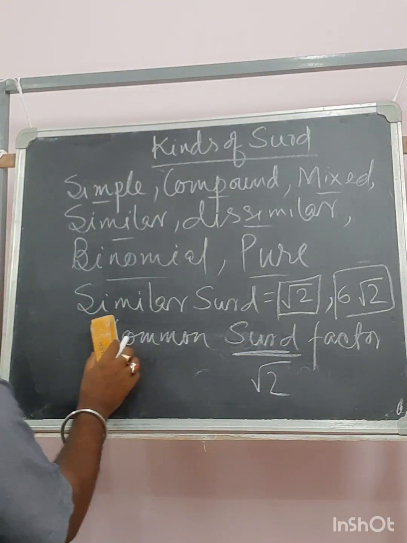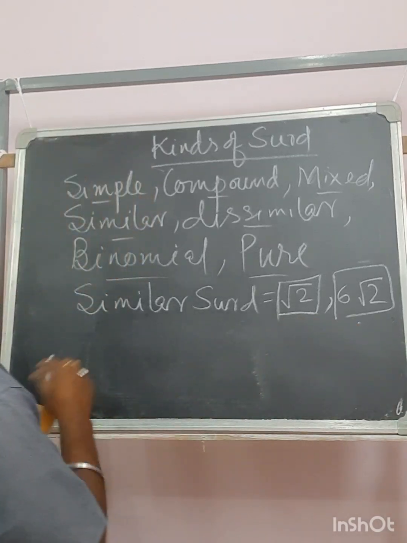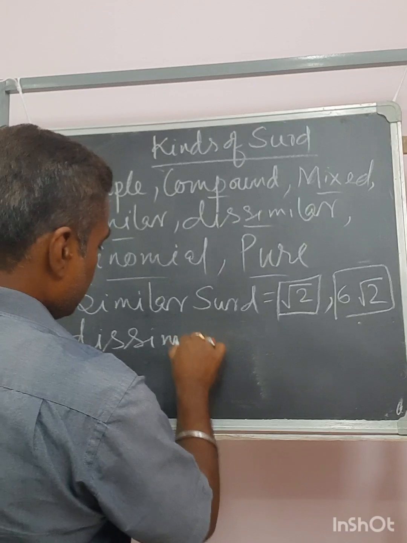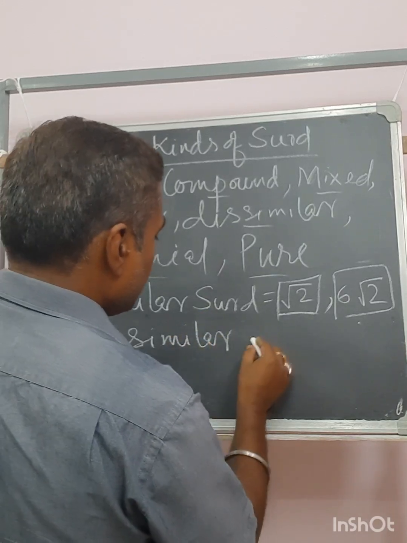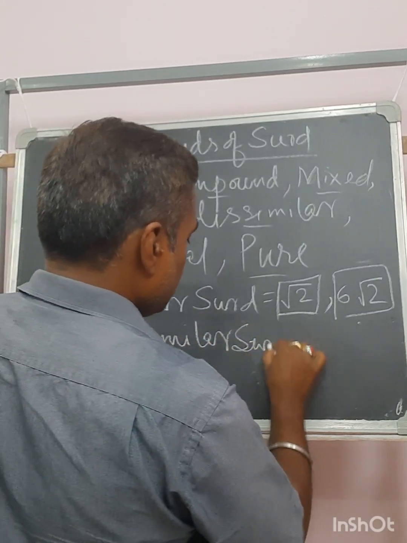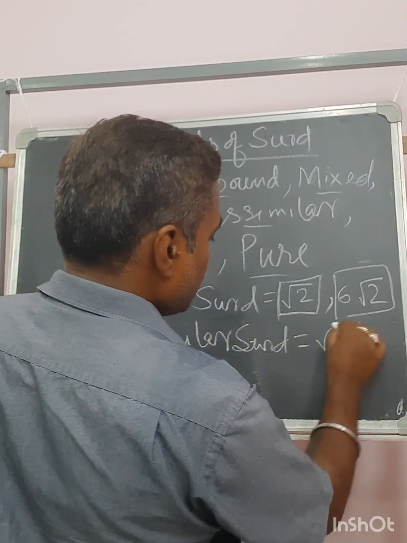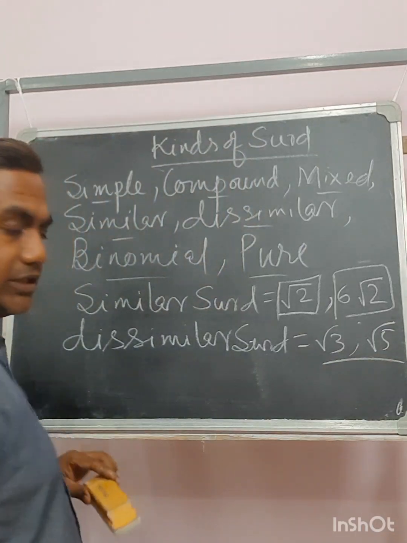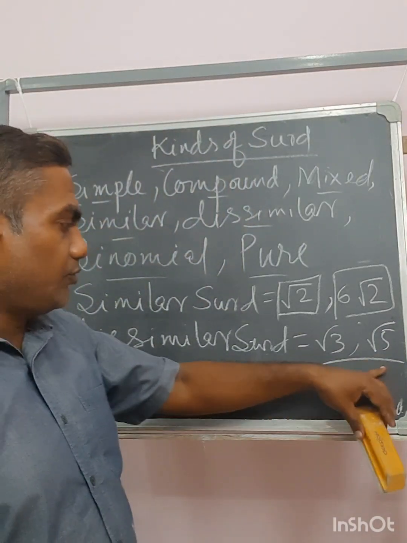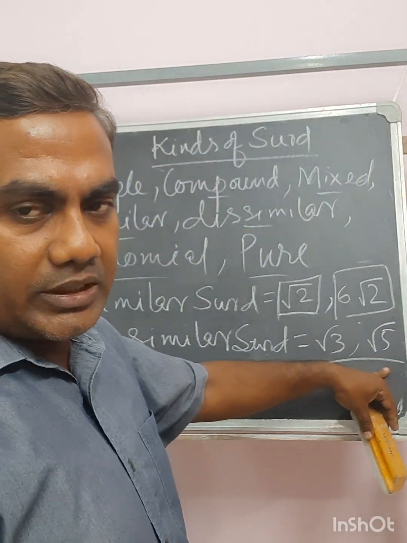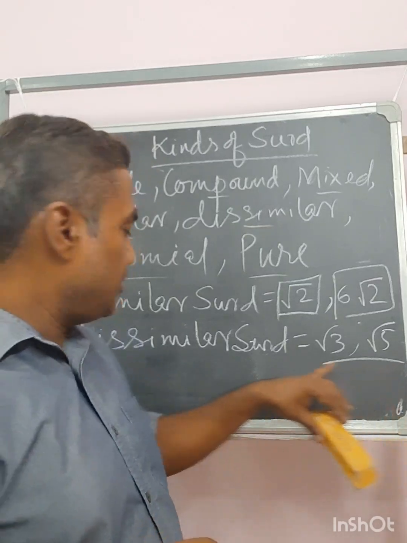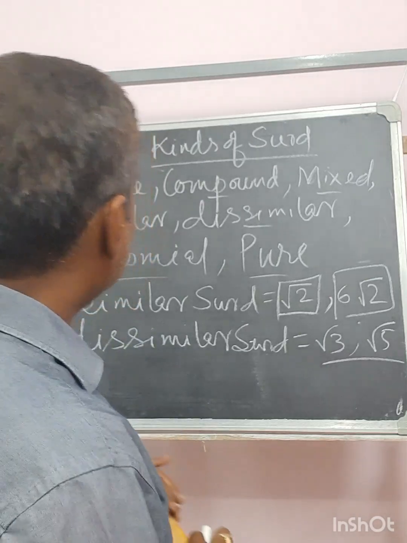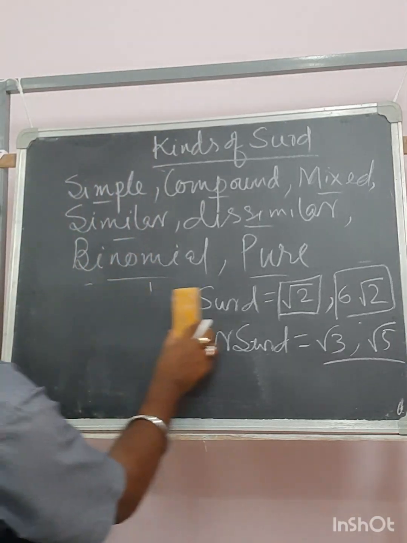Okay, and similarly, if I say dissimilar, it automatically comes to your mind where the surds don't have any common surd factor. That means root 3 and root 5 don't have any common surd factor, so it is a dissimilar surd. Understood?